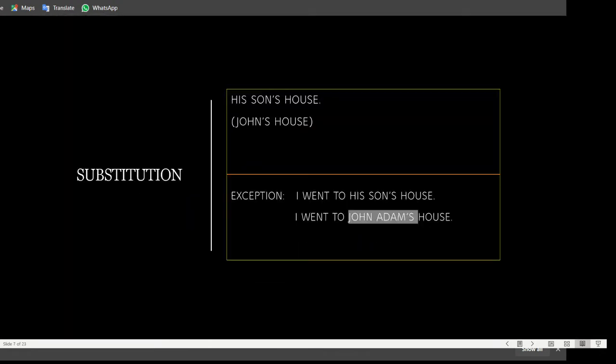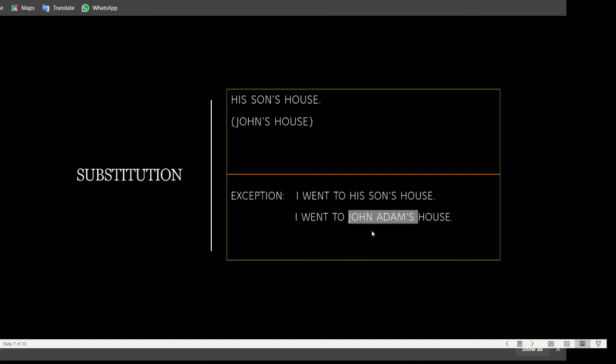And again, regarding substitution, look at this particular sentence: his son's house. Here, his son can be replaced by John. John's house. It can be substituted. Again, the exception is there for a sentence like, I went to his son's house.